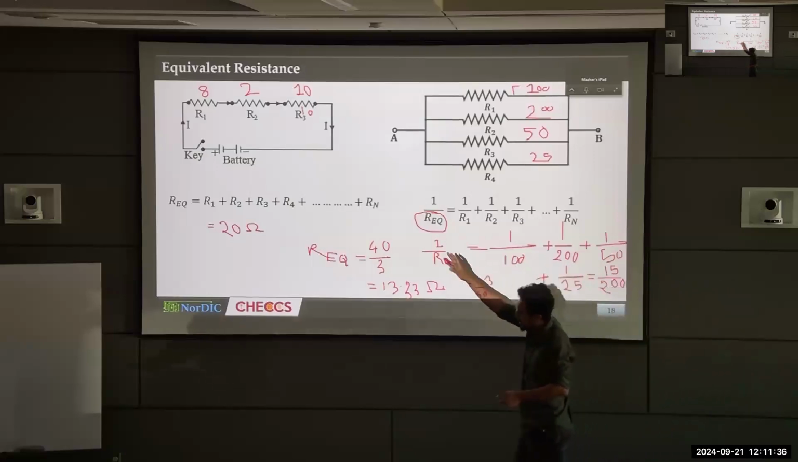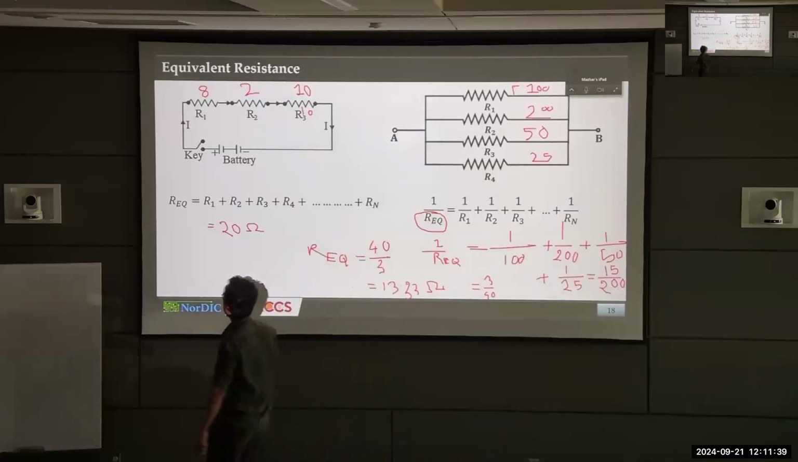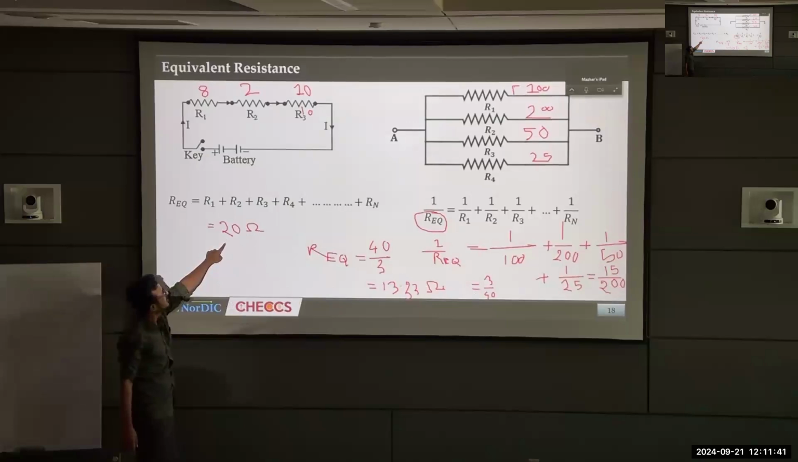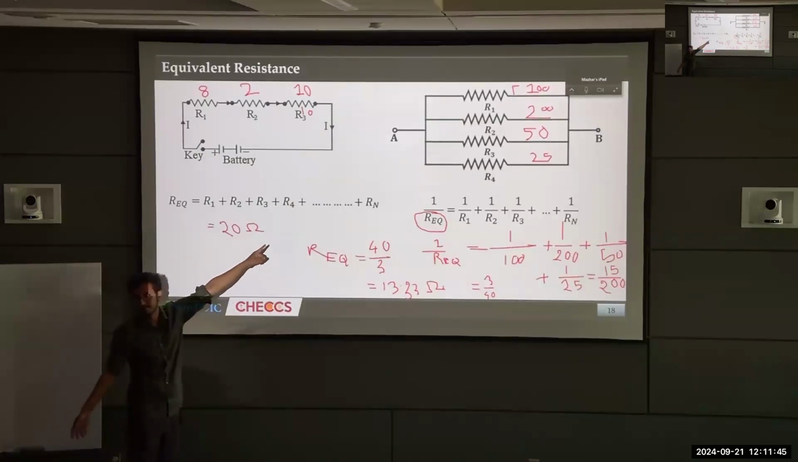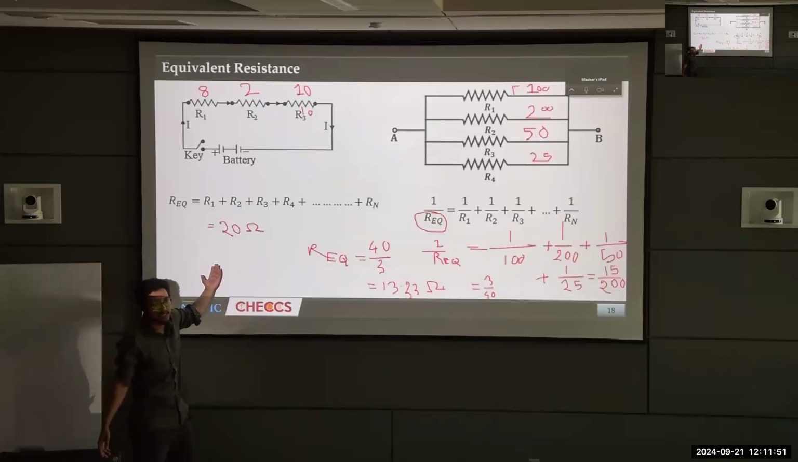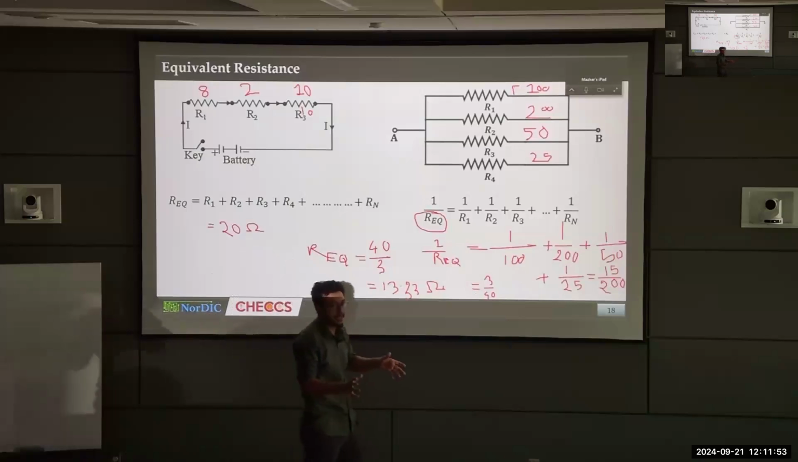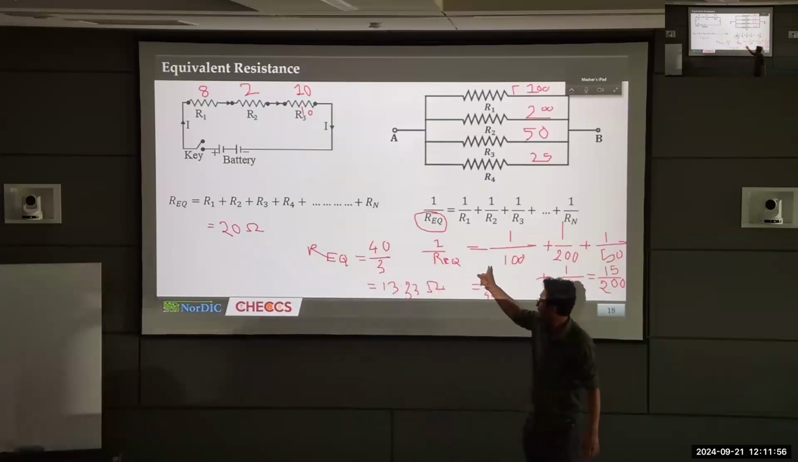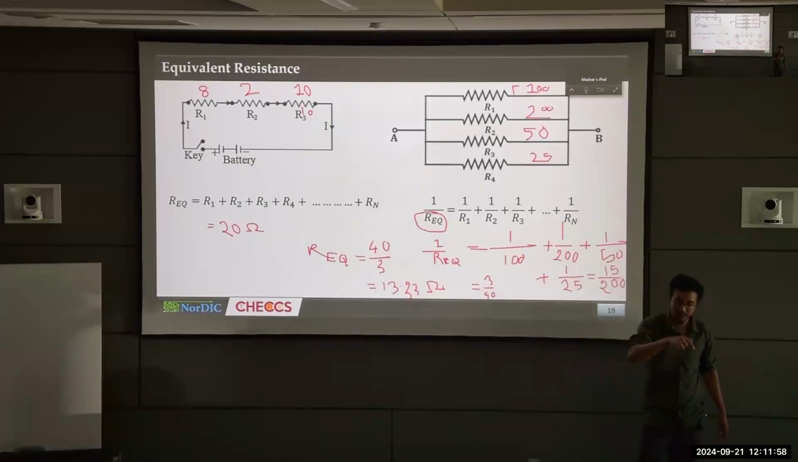Now come to the left circuit here. What is the result? 20. Simple, because you are adding them up. Obviously, the result will be bigger than even the biggest of them. So, in a series assembly, the result will be bigger than the biggest of them. In a parallel assembly, the result will be lower than even the lowest of them.